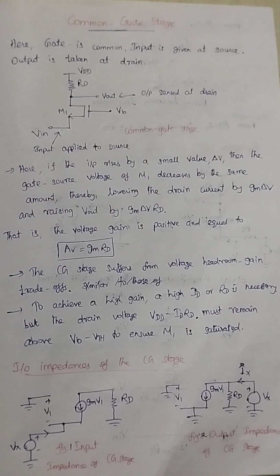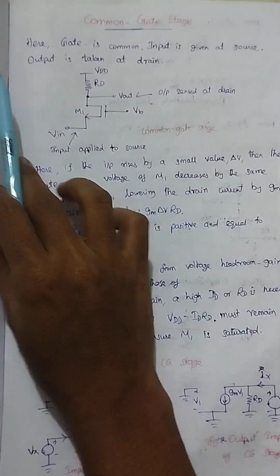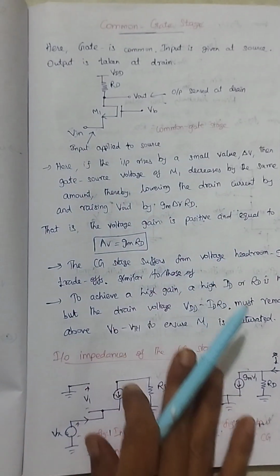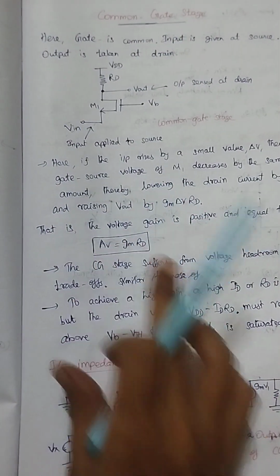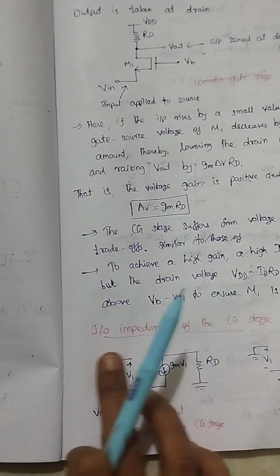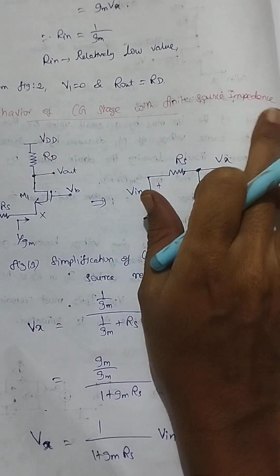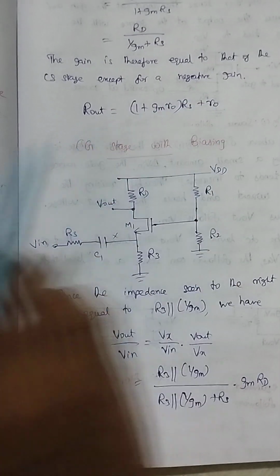Hello everyone. Now we are going to see about common gate stage. First of all, we will see what is common gate. In this common gate stage we are going to discuss what is common gate stage, what is the gain, and what about the input and output impedance, and next, the behavior of common gate stage with finite source impedance and biasing, that is common gate stage with biasing. These are all the things we are going to see now.